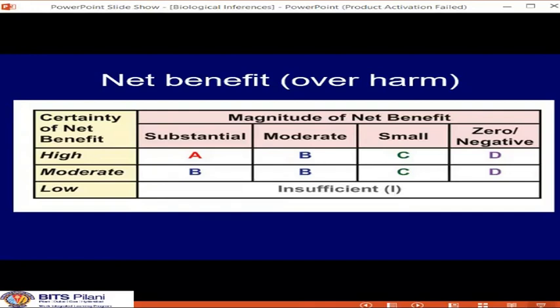Then we can make a grid like this, and we say, for example, box A. Box A means substantial evidence of benefit for this screening process, or whatever preventive services you may want to give in your hospital, and that's coming from high quality evidence. Okay, this is very good. Now I'm very sure about this and the evidence is good. Let me introduce this new practice.